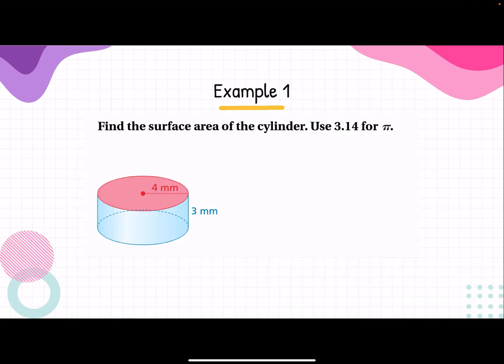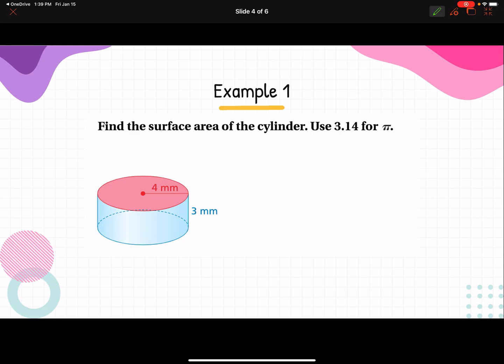Okay, I'd like to start each one of these examples by repeating the formula that we had on the previous slide. So we're going to have the surface area equals 2 pi r squared, those are our bases, plus 2 pi r h, that's the side or the lateral surface.